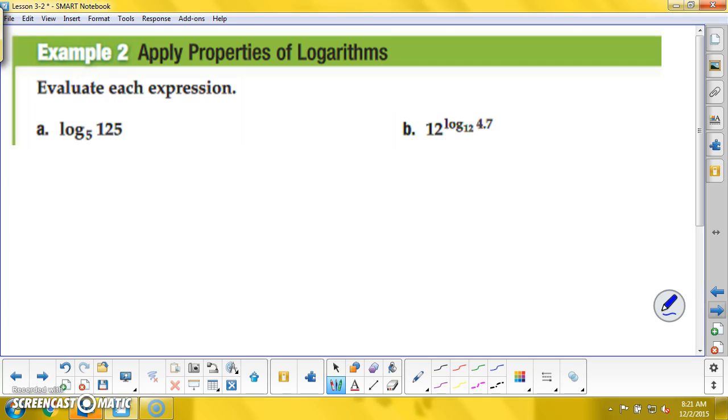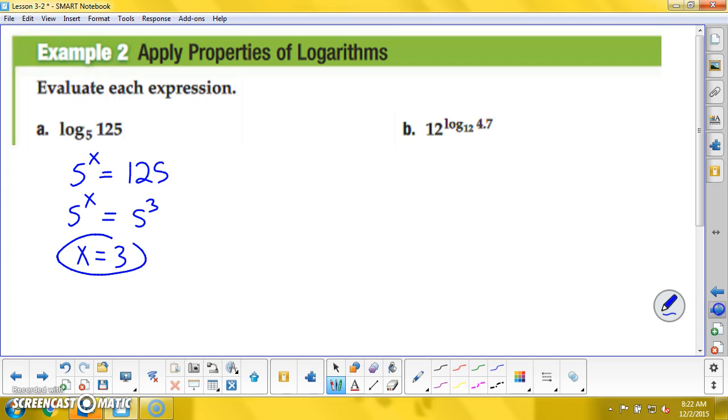A couple more. Again, change from log form to exponential, so 5 to the x equals 125. 125 is the same thing as 5 to the third, so x would equal 3 in this case. Now the next one here is not in log form, even though you can see a log in the exponent. So this is an exponential form, and we got to change it into log form.